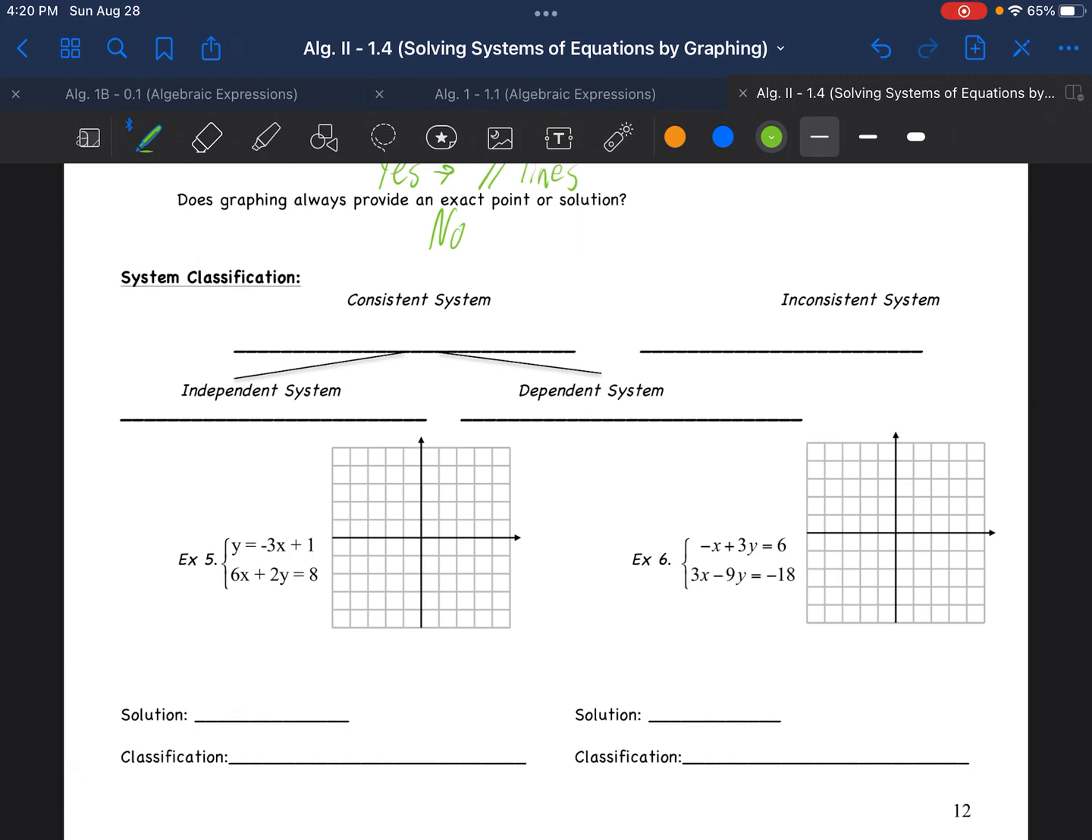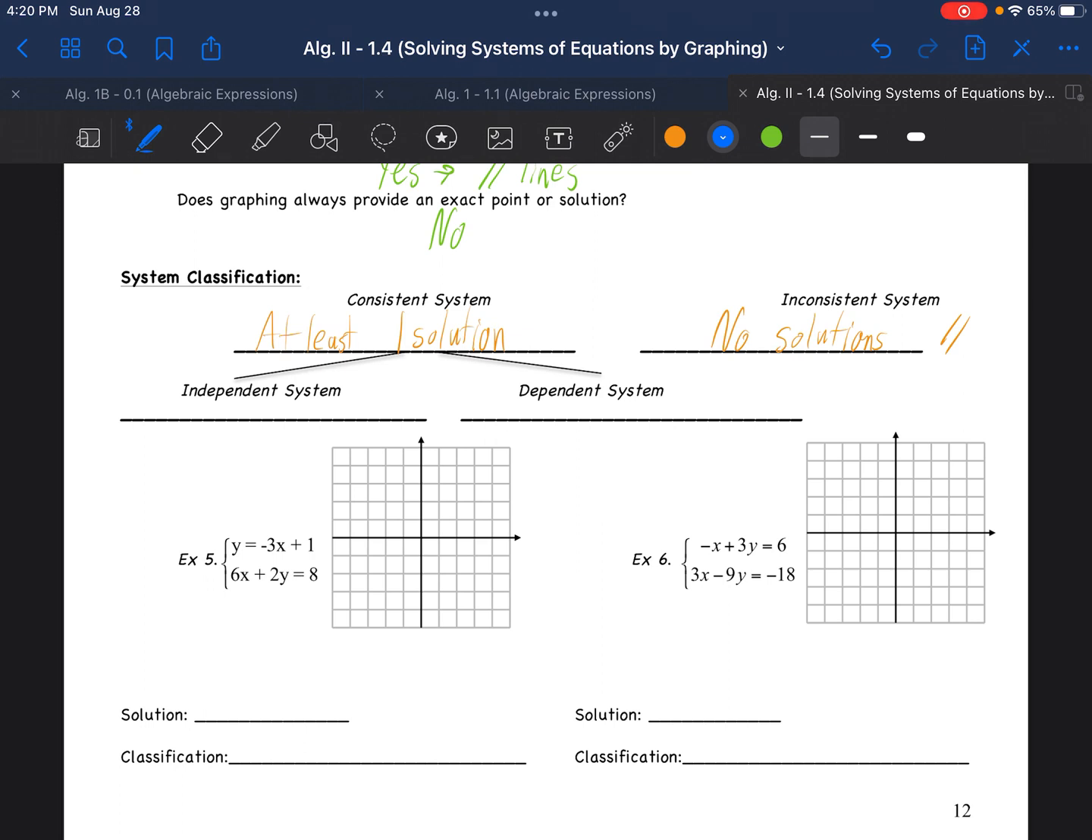So we have some system classification. So we have two broad categories. The first one is a system's either consistent or inconsistent. For a system to be consistent, it means it has at least one solution. For it to be inconsistent, it has no solutions. So if we recall, that would be the parallel lines, where they never touch.